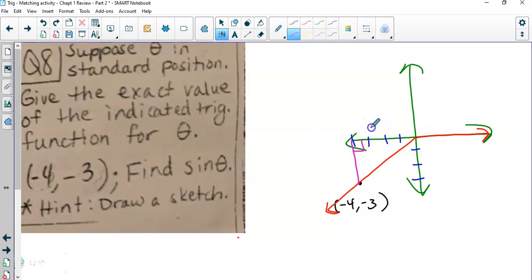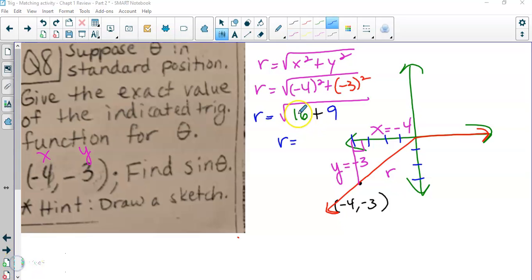So this side we're going to label x. You've got your hypotenuse, which is r, and this would be side y. Okay, so these are your x and y values. X is -4. You've moved 4 to the left, and y is -3. You've moved 3 units down. To find the hypotenuse, the r, you're just going to use the Pythagorean theorem. So I plugged in the x squared, -4 squared is 16, the -3 squared is 9, 16 plus 9 is 25, and so r equals 5.